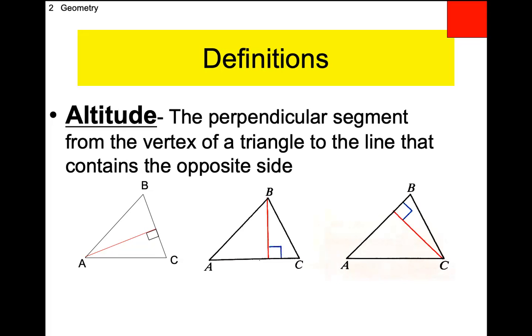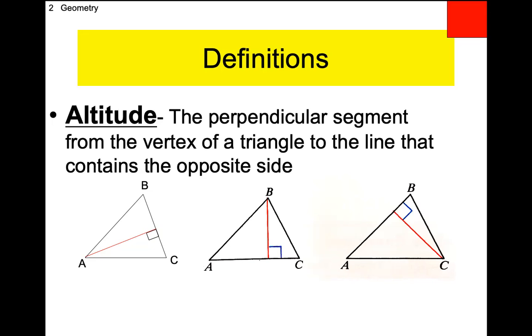So medians do cut the opposite side in half. Altitudes are just altitudes. All right, let's see who remembers it from pre-algebra. What's the formula for area of a triangle? Base times height. Altitude is another word for height.